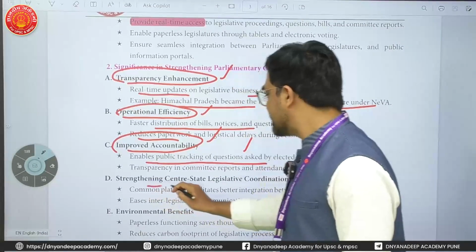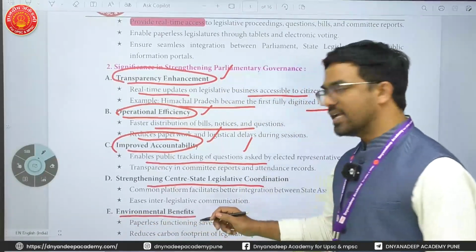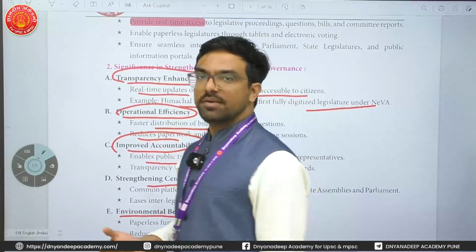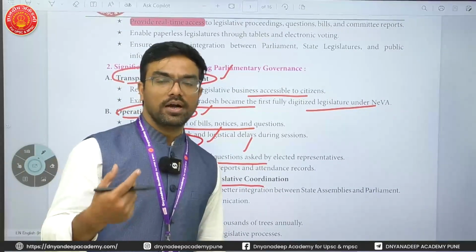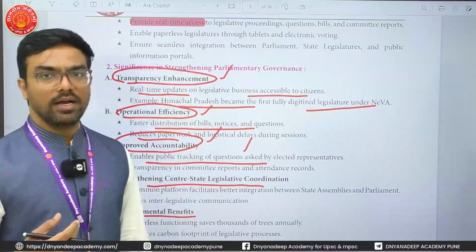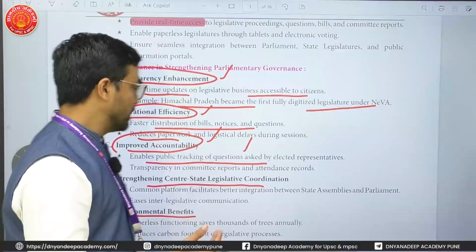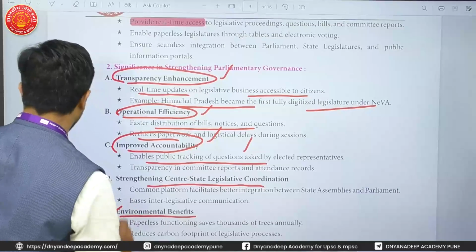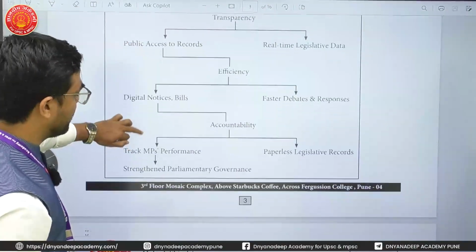Then, strengthening center-state legislative coordination. Environmental benefits, as we have seen, a green budget. What is a green budget? There is no need of printing the whole budget document, the whole legislative document, on paper. Nowadays they are being distributed digitally through tablets. So that is ensuring environmental benefits also. This was the significance of the National e-Vidhan Application.